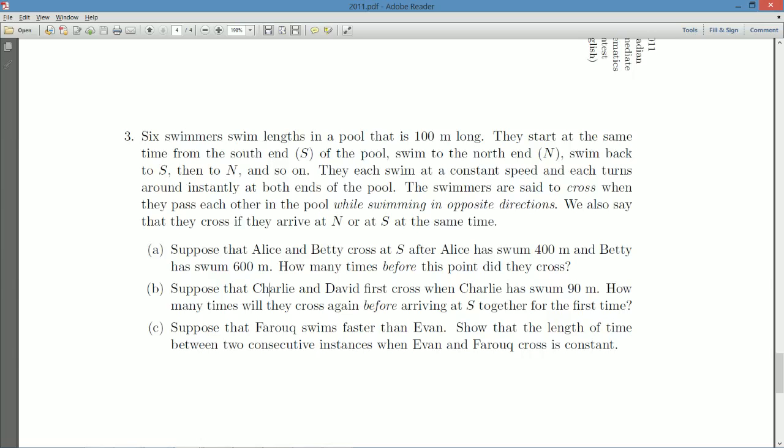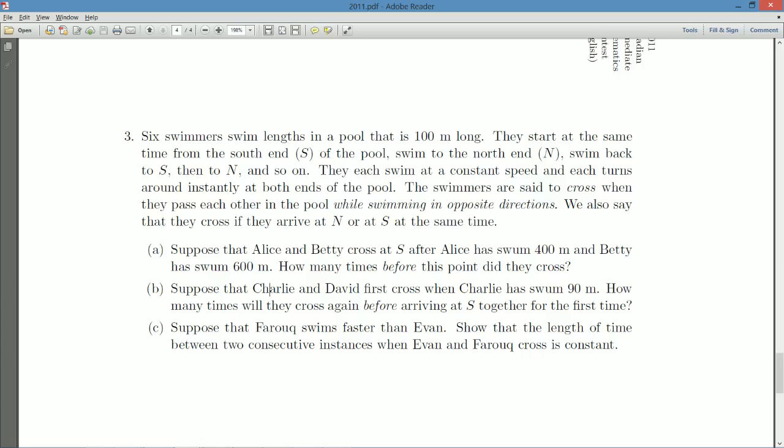So, B. Suppose that Charlie and David first cross when Charlie has swum 90 meters. How many times will they cross again before arriving at S together for the first time? So I'm betting that if crossings do add up to 200, and this is their first crossing, then if Charlie has swum 90, David has probably swum 200 minus 90, which would be 110. So if we knew that for a fact, if we could prove that, that would make B a lot easier.